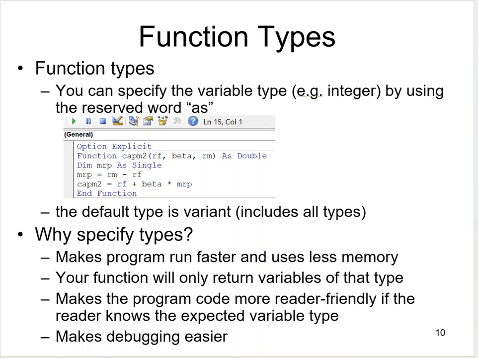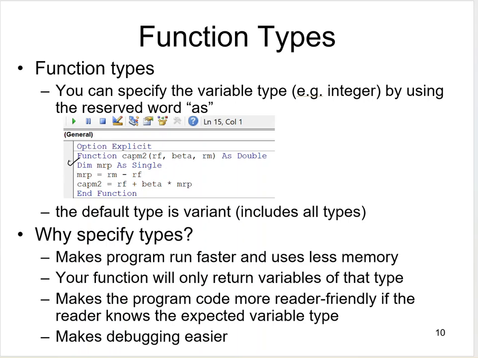So how would I write this program? If Option Explicit is at the top of your module, I'm going to dim MRP and I'm going to put As Single. We'll see what that means in a minute. But I need to dim MRP. That means I can then use MRP. If I made the mistake of leaving this as MRC, I would then get an error when I tried to run the program that says MRC is undefined.